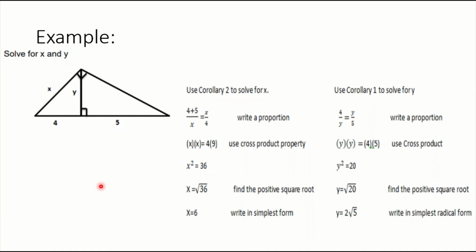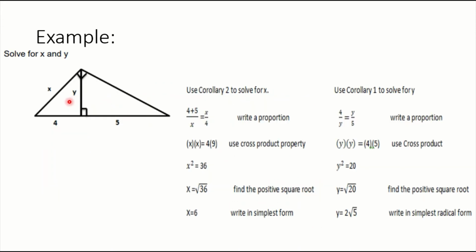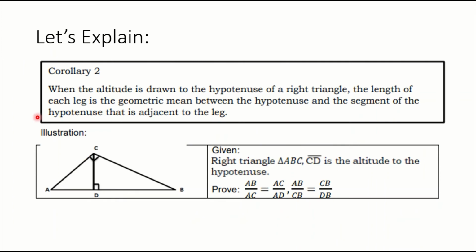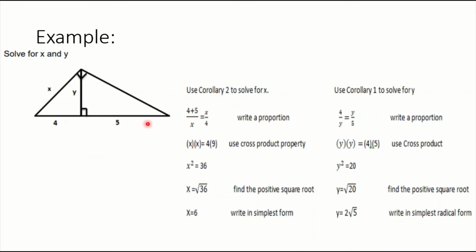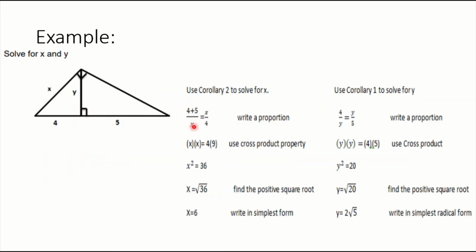Okay? So, this one is the example. Let's find the value of x and y. For x, use corollary number 2. AB over AC is equal to AC over AD. Let's say this one is A, this is B, this is C, and this is D. So, 4 plus 5 over x, which is AC. AB is 4 plus 5, AC is x. Then it is equal to x over 4, which is AC over AD.